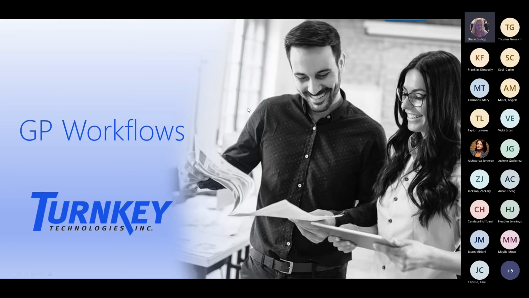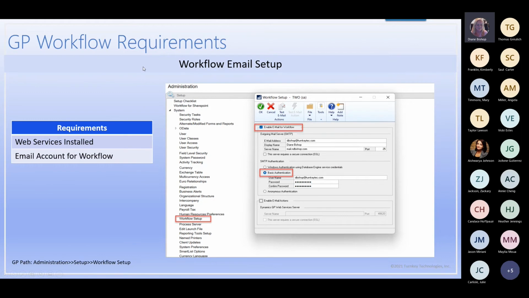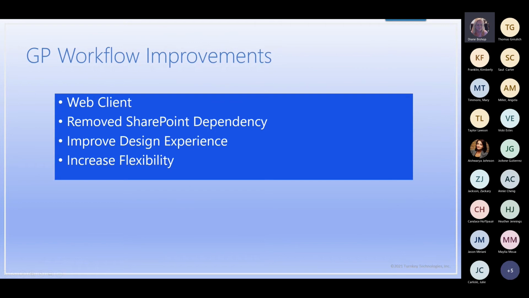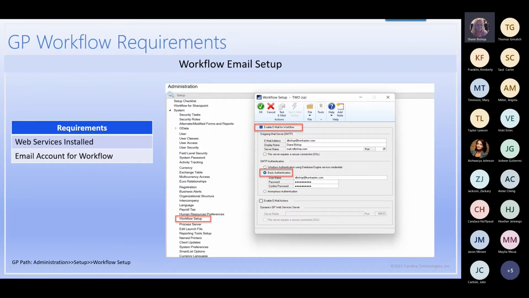There are some requirements that you need in GP for workflow to work. If you want email notifications, you're going to need an email that's set up within the system. And you're going to need web services installed. And you're going to need one email account for workflow in order to get this done. So that's one of the requirements. And on each of these slides, I've put a path down here so you know where to go to access this information.